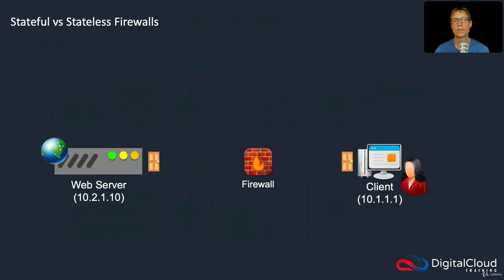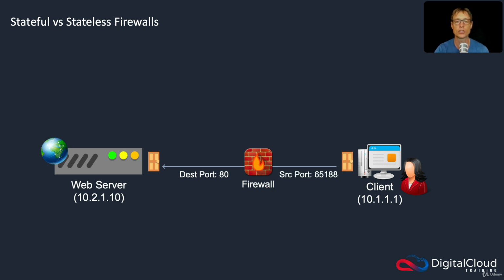Another concept you need to understand with firewalls is stateful versus stateless. So what does this mean? Let's say we have this configuration here. We've got a client using a web browser connecting to a web server, and in the middle there's a firewall. So the client makes a connection. Now this is a web server, so it uses port 80. So the destination port is going to be port 80.